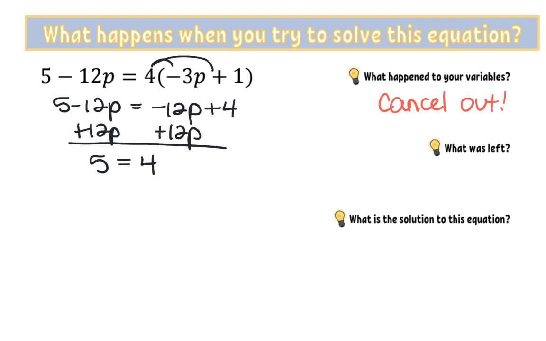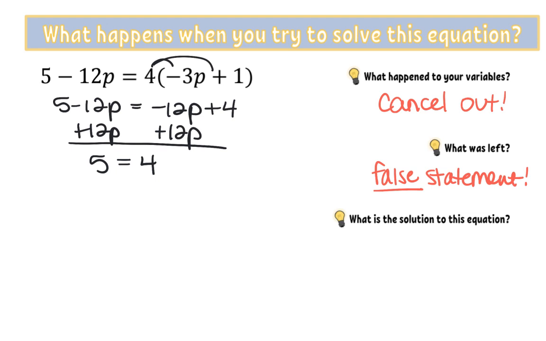But if I continue this problem a little bit further on and I add 12p to both sides, I end up left over with 5 equals 4. And that is not true. Since this equation left us with nothing but a false statement, that means that there is literally no value that we can put in for p and have this equation be equal on both sides. It just doesn't work. There's literally no solution.